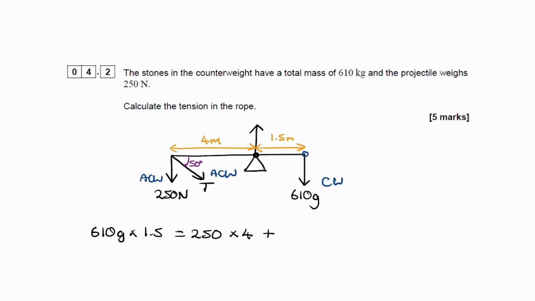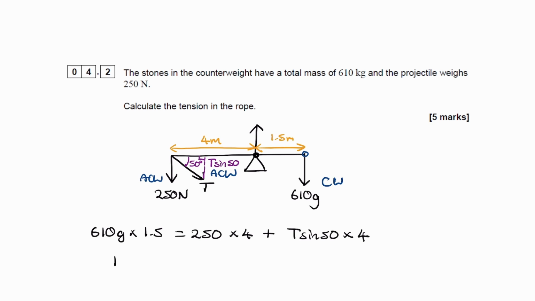And finally, the tension force is at an angle. So what we have to do is resolve the tension force perpendicular to the rod. So that will be this component here. That would just be T sine 50 using SOHCAHTOA. So the moment due to the tension force will be that component of perpendicular force, T sine 50, multiplied by the distance of 4.